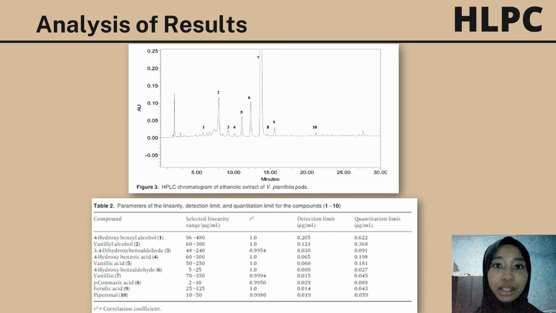A good linearity was achieved in the range between 0.9950 and 1.0 for all the compounds in Table 2. All the compounds in Table 2 were experimentally verified by 6 injections and found in the range between 0.027 and 0.622 microgram per milliliter in Table 2.